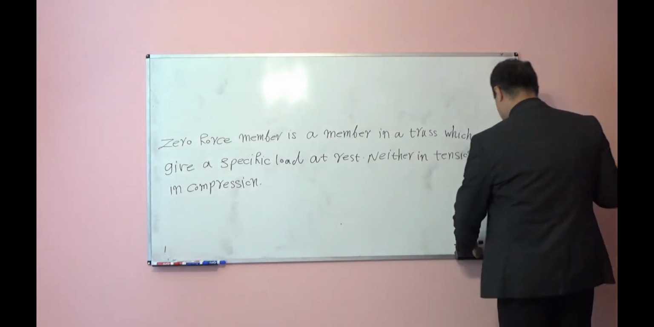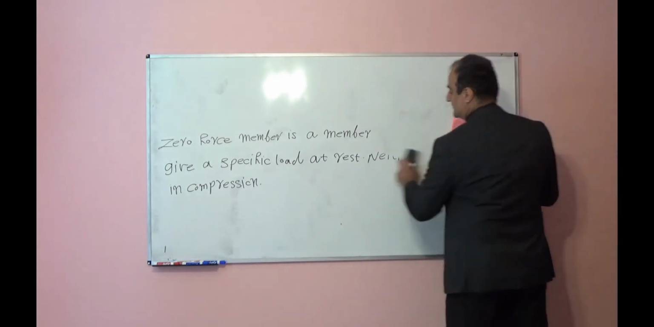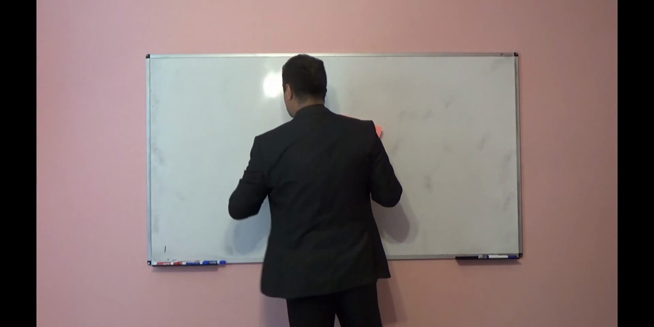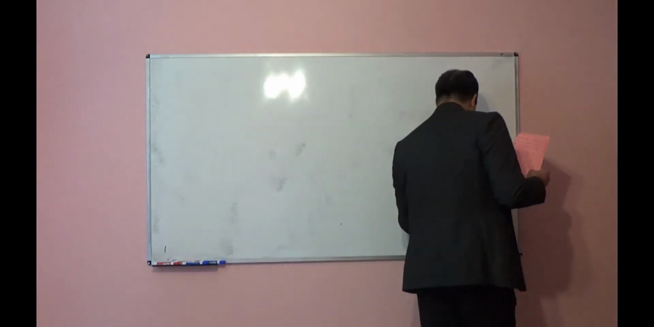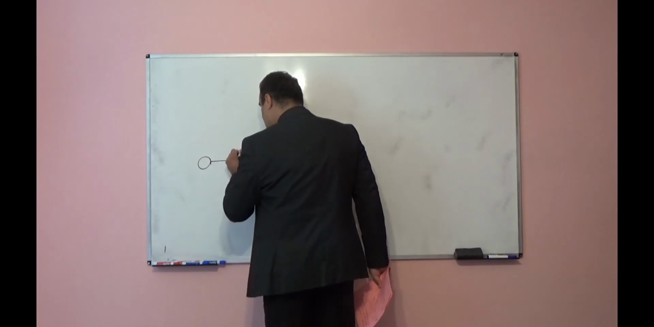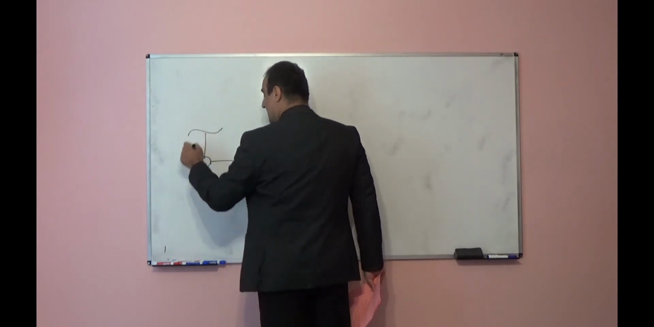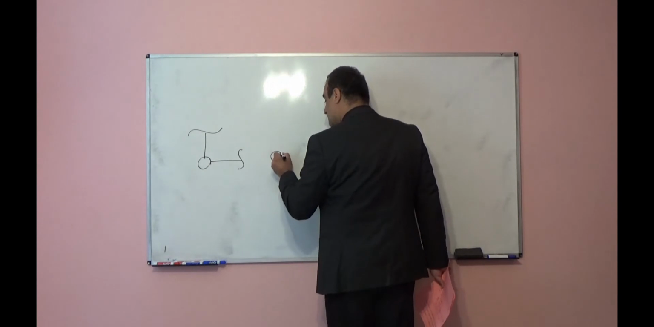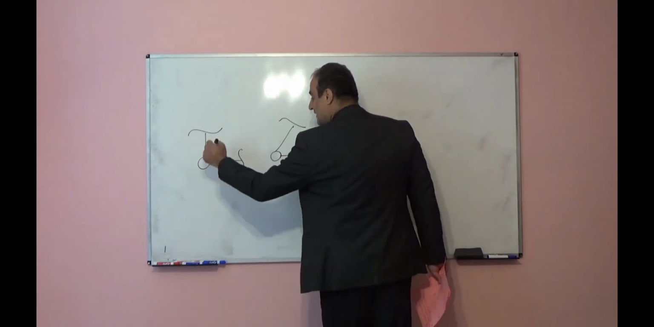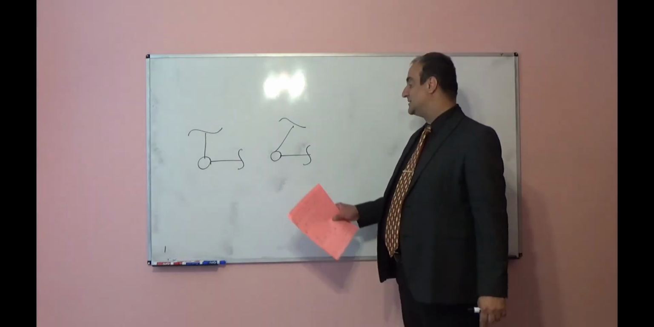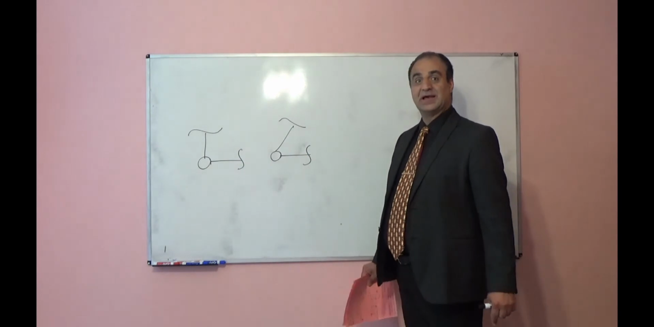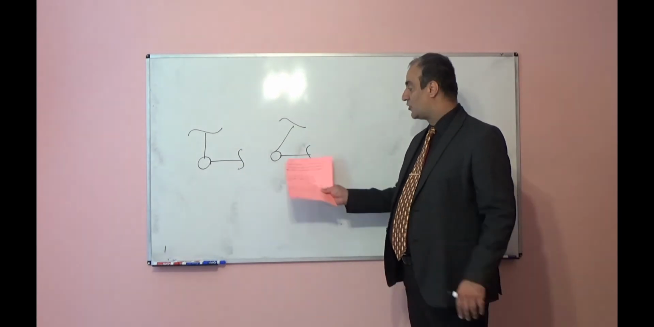How we can recognize those members? Pay attention to this trick and apply to all examples. If you have a joint with two members, only two members attached to one joint, and there is no external load at this joint and there is no support at this joint.